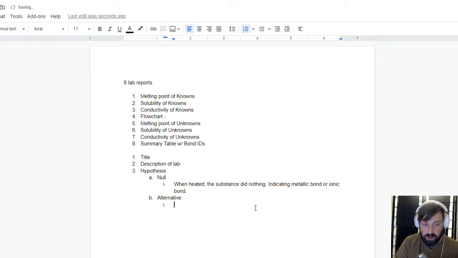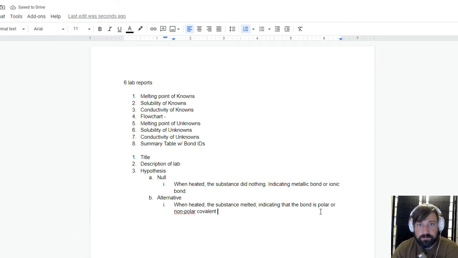For an alternative hypothesis, we do something: when heated, the substance melted. It did something. We heated it and it melted. And this indicates that the bond is polar or non-polar covalent. And there you go. So that would be the hypotheses for melting point.